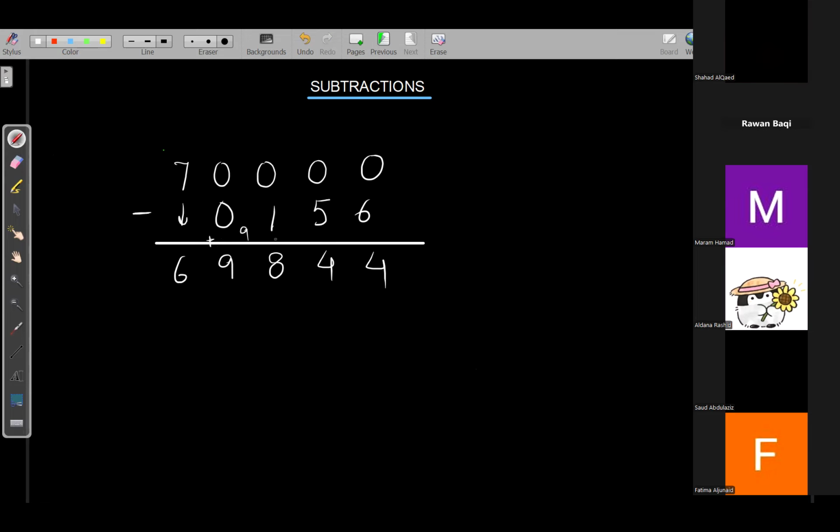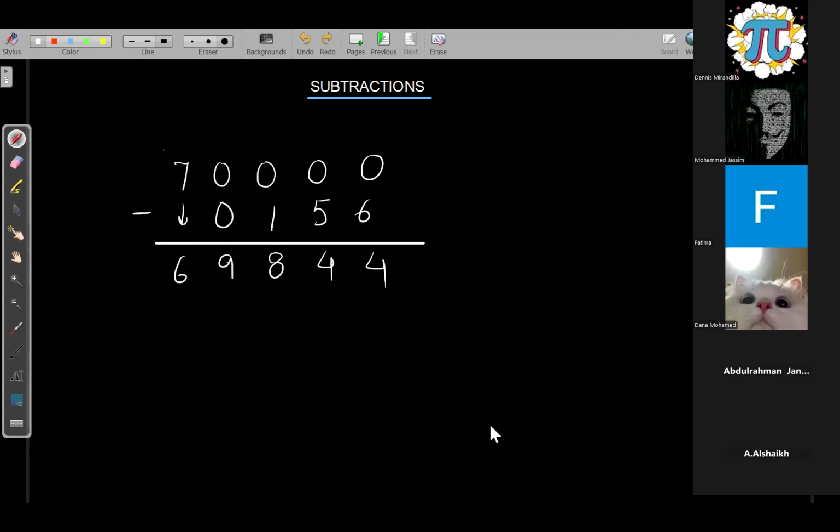No, we are looking for a combination of 9. Are you getting it, everybody? Was this easy enough to understand? What if it was 1,560? I'll take another example now.